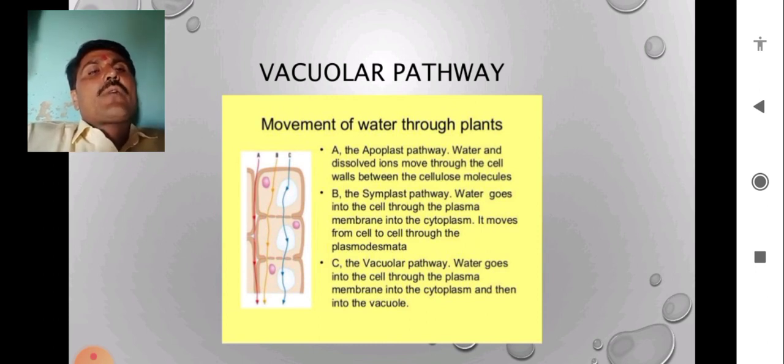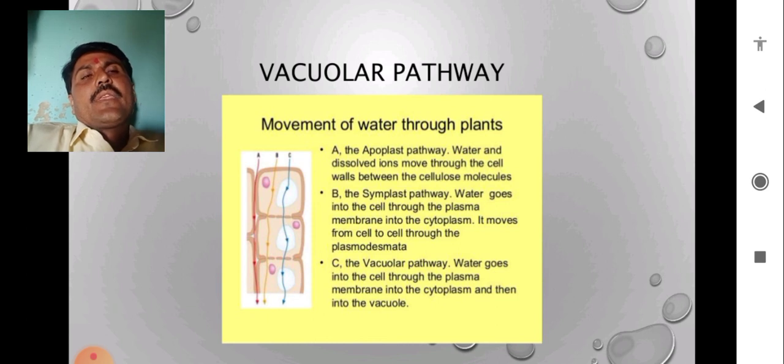So this is the vacuolar pathway, movement of water through plants. In the apoplast pathway, water and dissolved ions move through the cell walls between the cellulose molecules.